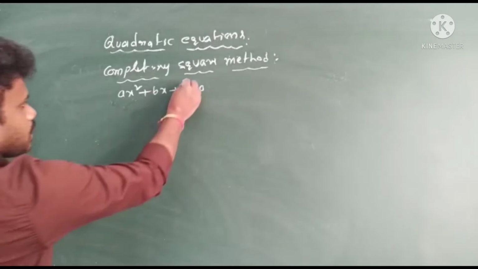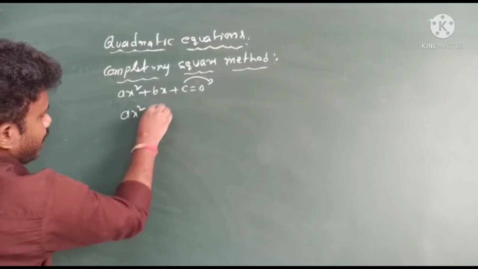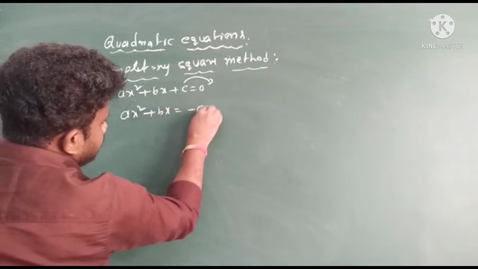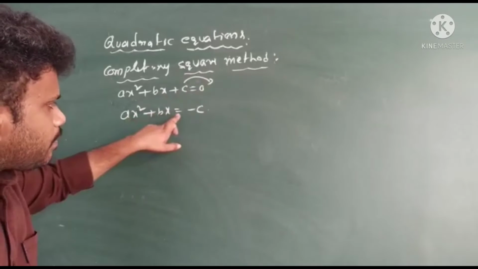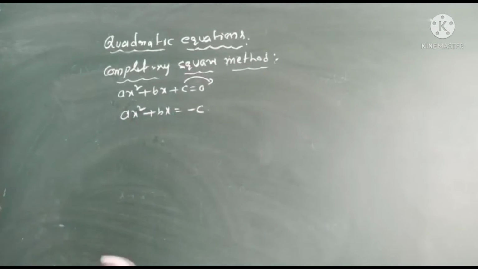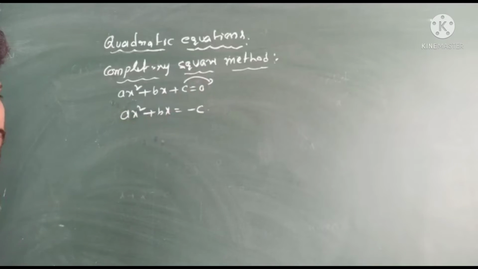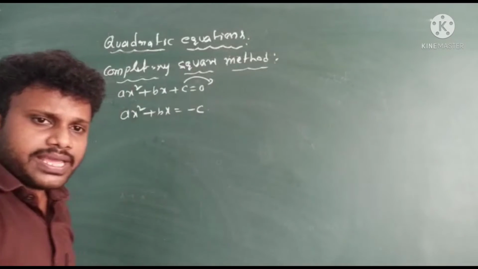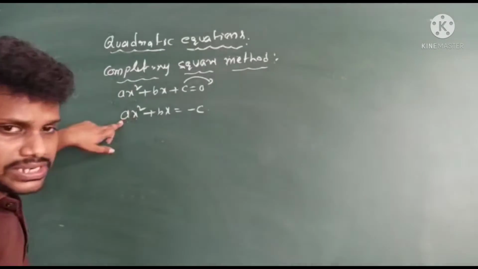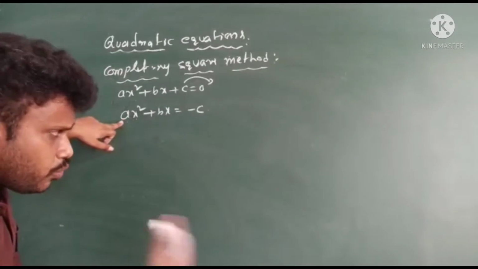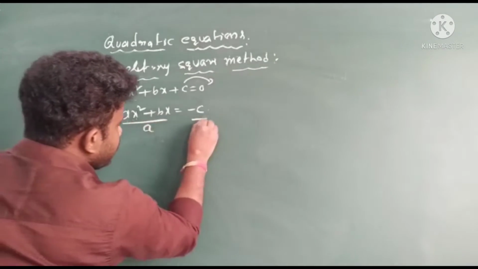First of all, transfer c to that side. Then it becomes ax square plus bx is equal to minus c. Now I want to make it a monic quadratic equation. So how can I convert it? To eliminate the x square coefficient a, so that it becomes monic, divide on both sides by a.